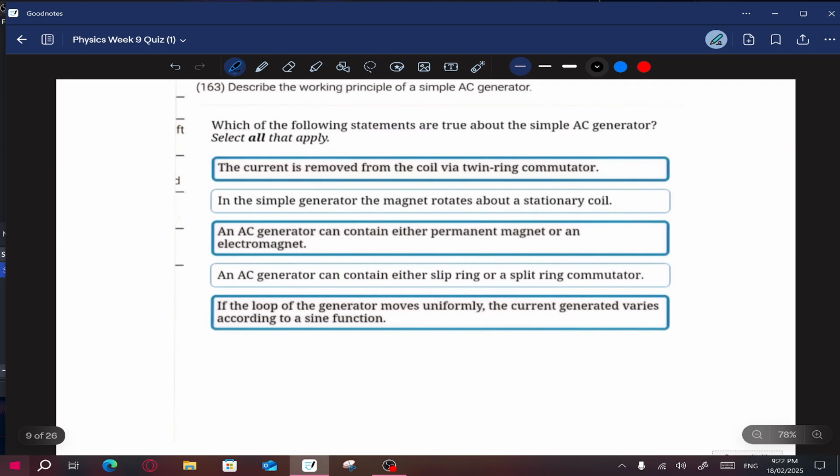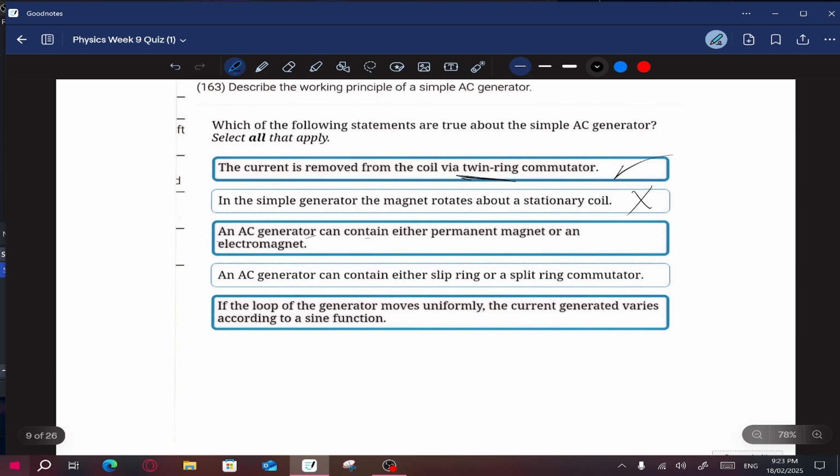Okay, which of the following statements are true about the simple AC generator? Straight away, when you see twin ring, always assume AC, so this is correct. And the simple generator, the magnet rotates about a stationary coil. Now, this is not how it works. So I'm not gonna go into detail, but this is not how it works.